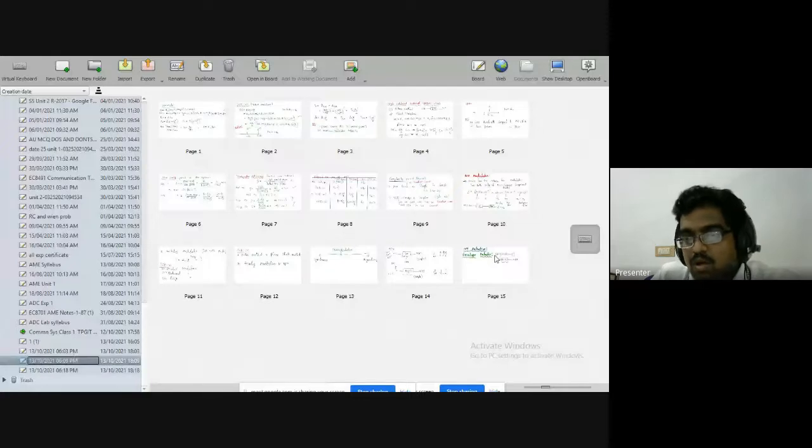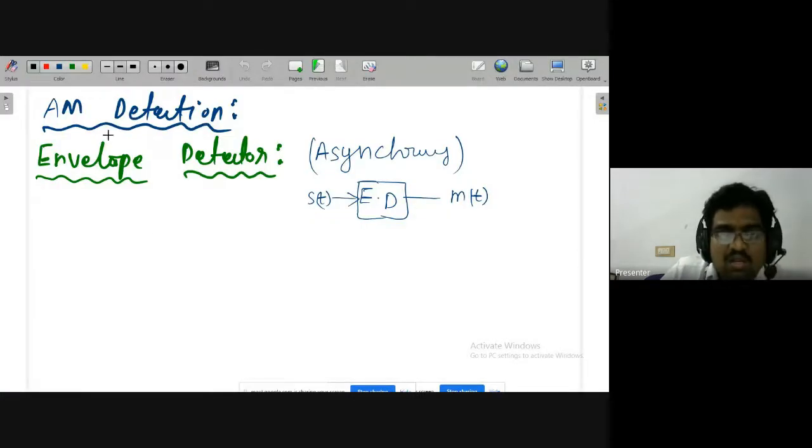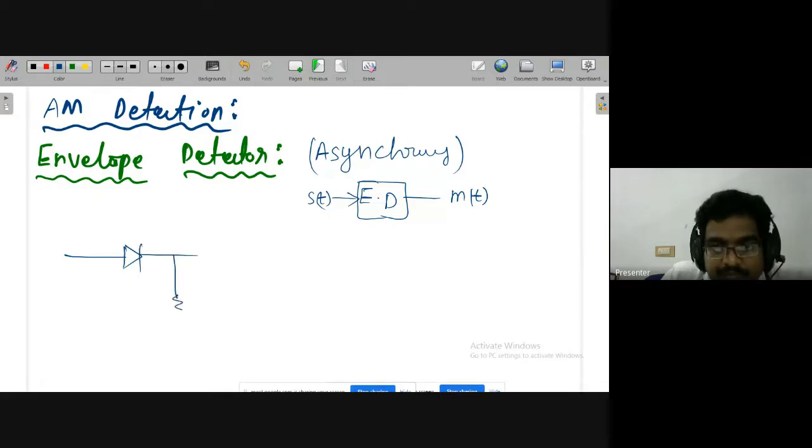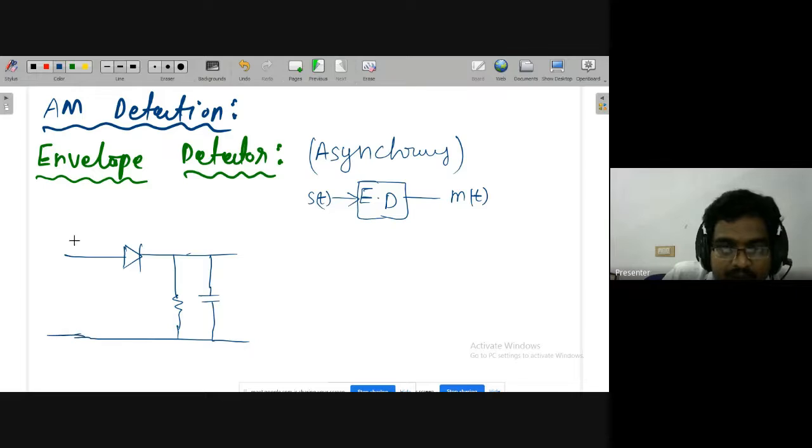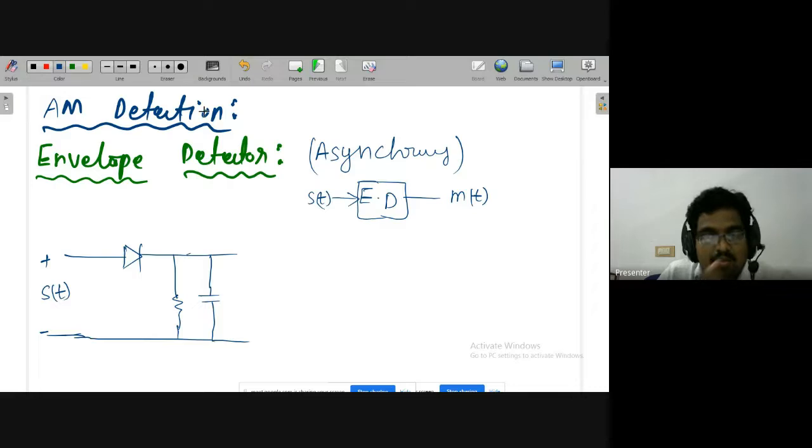Now we have to design the envelope detector. It is very simple. It consists of one diode, one resistor, and one capacitor. This is the envelope detector circuit. To this envelope detector, I am giving the AM signal, that is s(t). Now we are in AM detection. This s(t) indicates the AM signal. Now what will be the output of this envelope detector? Simply m(t).